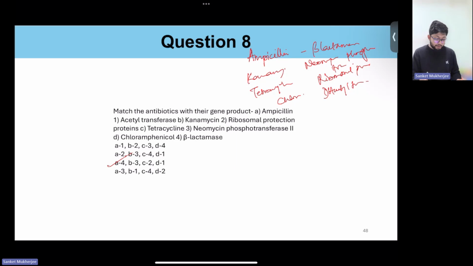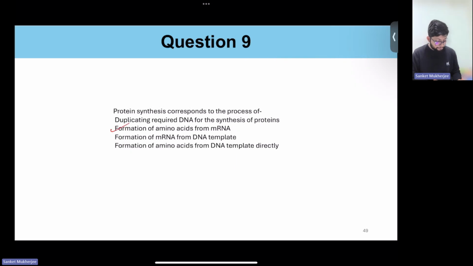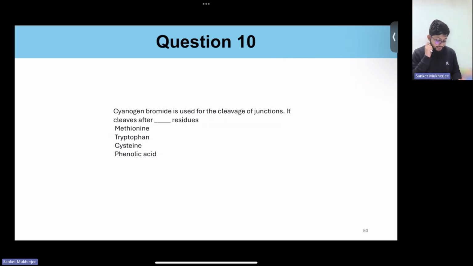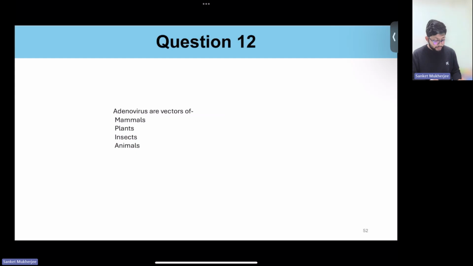Protein synthesis corresponds to the process of formation of protein from mRNA. Cyanogen bromide is used for cleavage of peptide junctions. It cleaves after methionine residues. The portion of growth curve where rapid growth of bacteria is observed is log phase. Adenoviruses are vectors for mammals.